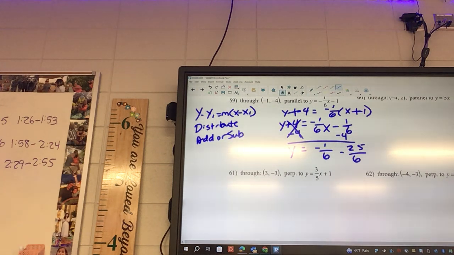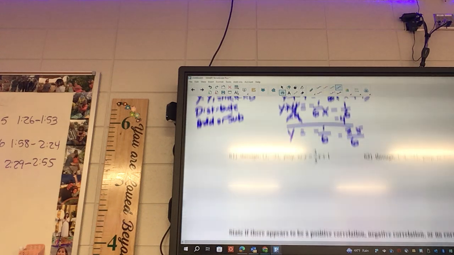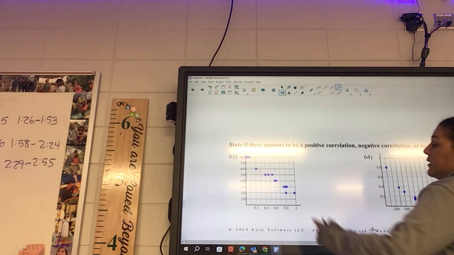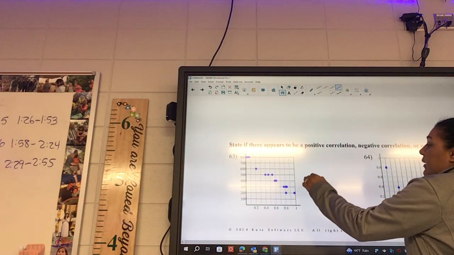Okay, and then lastly, positive and negative or no correlation. What does no correlation look like? It's all over the place. What about if they're going down? They're negative. If they're going up, they're positive, okay? So, is this negative, positive, or none? Negative. It is definitely negative.